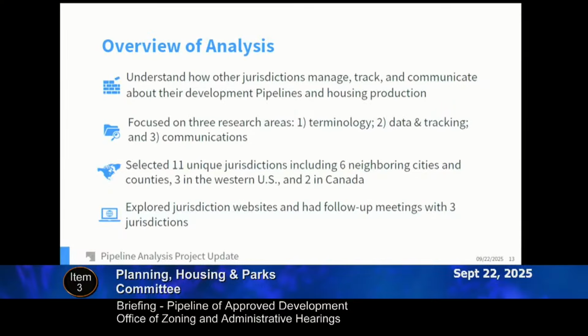We studied 11 unique jurisdictions, which included 6 of our neighboring cities and counties, 3 jurisdictions in the western United States, and 2 areas in Canada. We primarily looked at each jurisdiction's websites and also had follow-up meetings with 3 of them to learn more about their data management systems and any lessons they have learned during their tracking process.